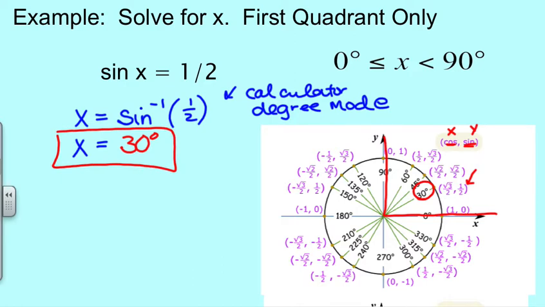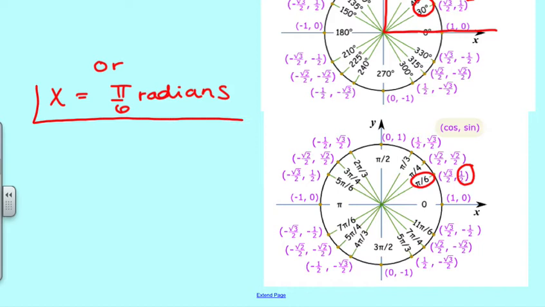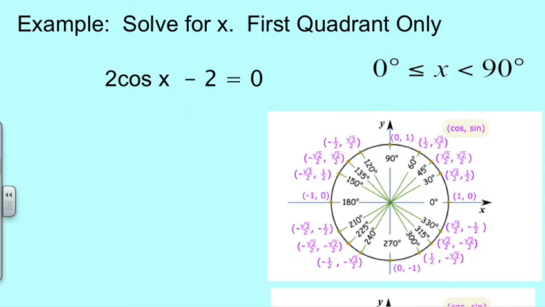Now we're just doing the first quadrant for this first video set. Now let's go on and do this for the angle in radians. So here's your 1/2. Your angle is pi over 6. So if you want it in radian measure, x equals pi over 6 radians. So you can get both answers in degrees or radians. All right. Let's go on to a second example.